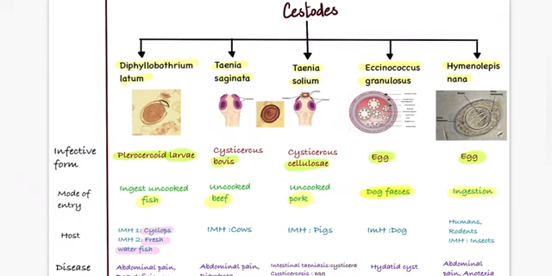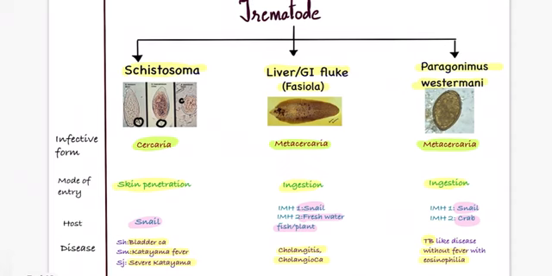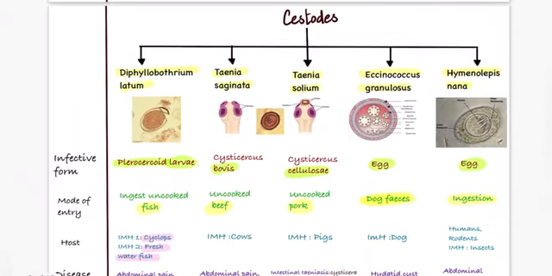Freshwater fish was also a host in case of liver fluke. Then the intermediate host in Taenia saginata is cows, in Taenia solium is pigs, and in Echinococcus granulosus is dogs. Host in case of Hymenolepis nana can be humans, rodents, or insects.